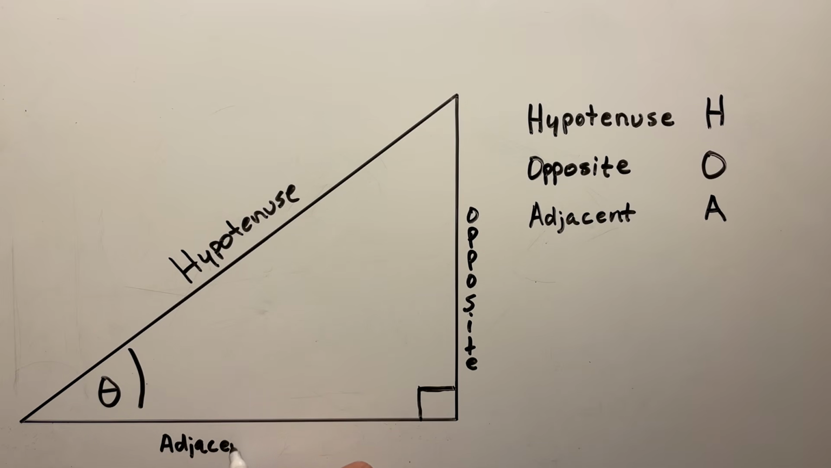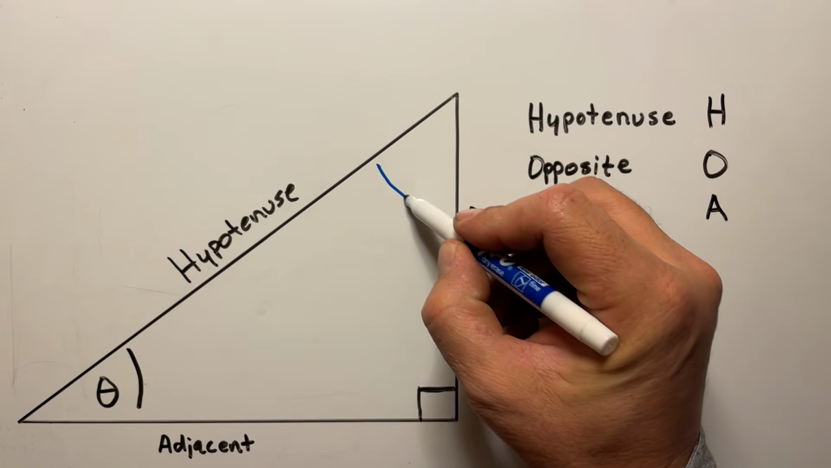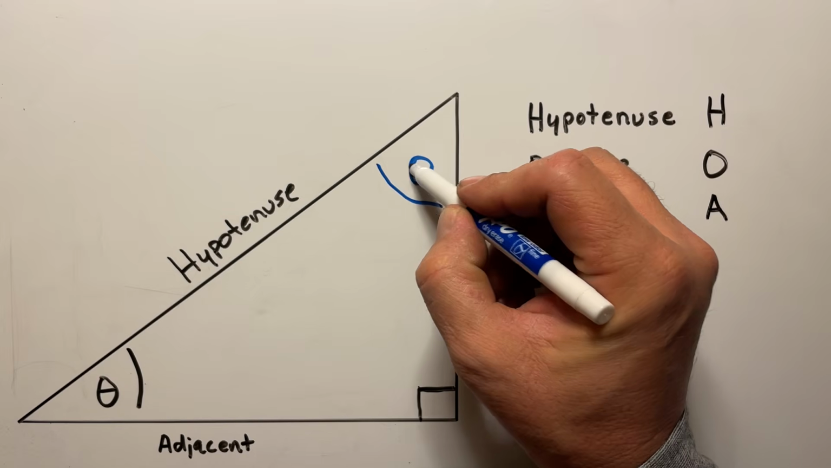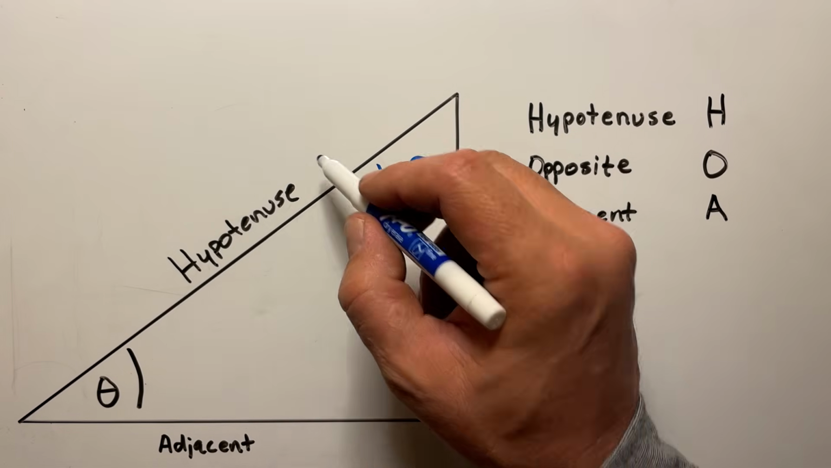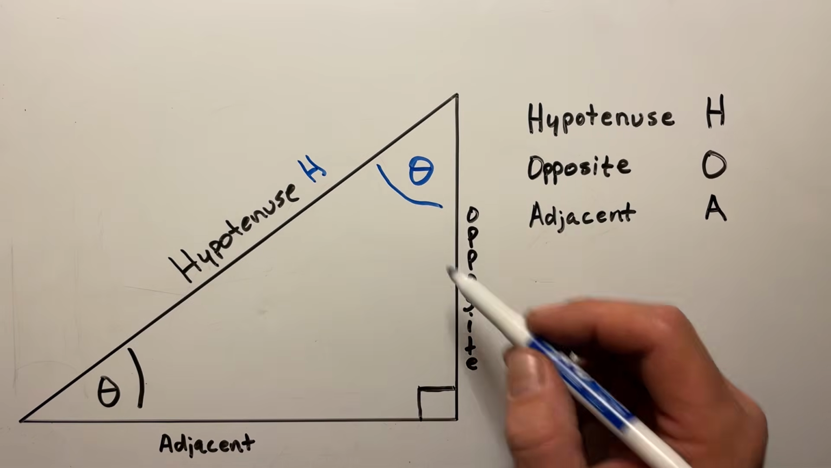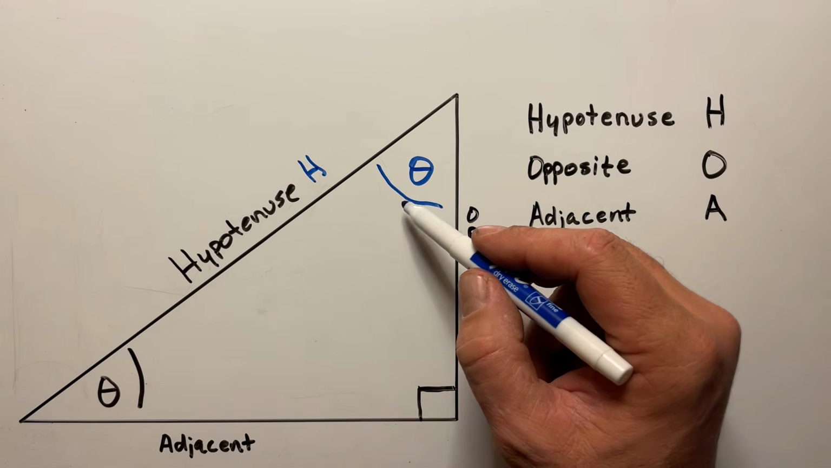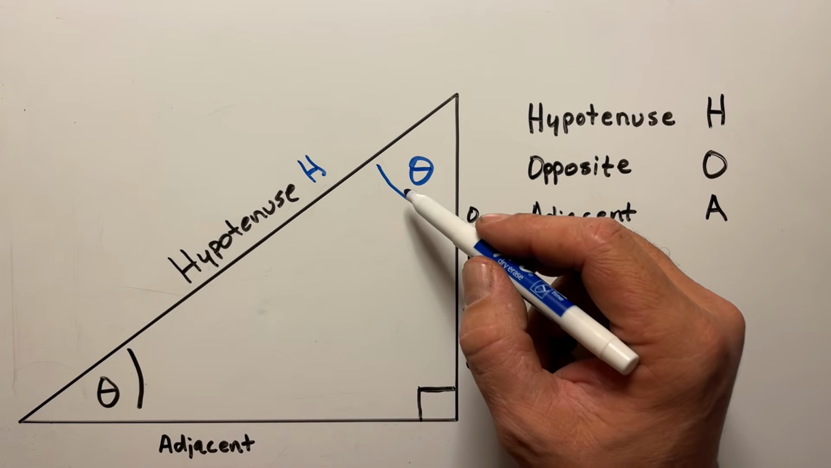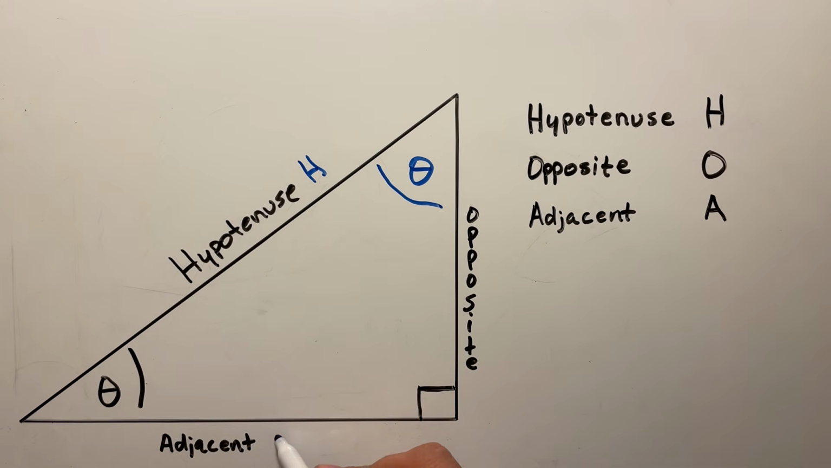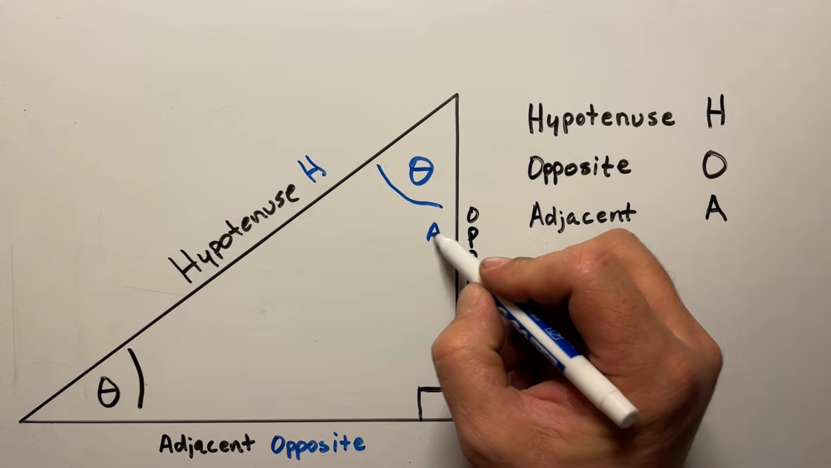Now, this changes if you're working with the other angle. So let me grab a different color here. If we're working with this angle now, the hypotenuse will remain the same. This will be your H side. But now this side of the triangle is opposite of the angle that we're working with. So this becomes the opposite on this side now. And consequently, this side becomes the adjacent.